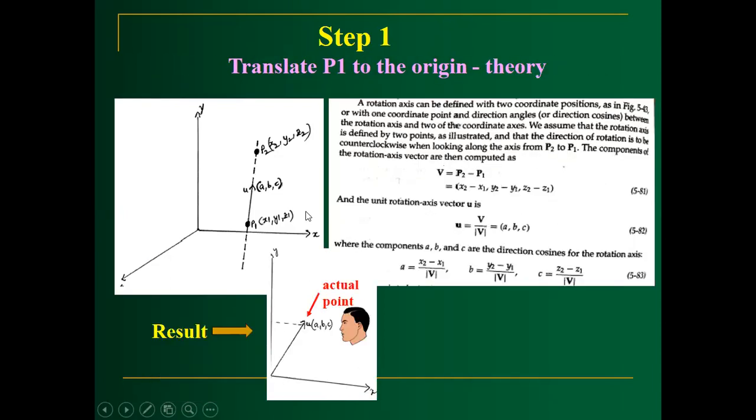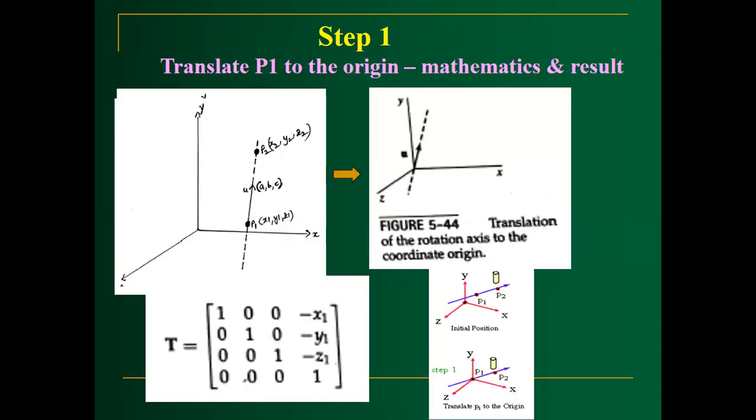Yeah, you can see here. This is the original equation, and this is the final. And what we need to translate is P1. So P1, P2, we have something like this. P1 is x1, y1, z1. If you pull that x1, y1, z1 inverse, that is minus x1, minus y1, minus z1, your axis will now coincide with the origin.